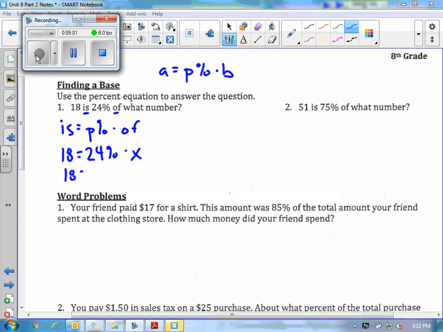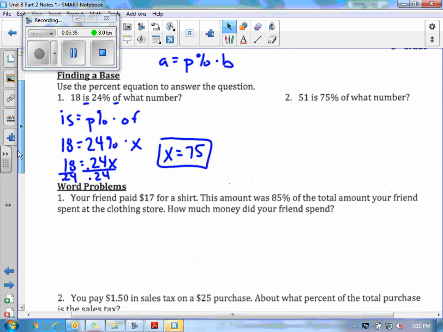I'm going to turn 24% into 0.24, just turning it into a decimal. So I have 18 equals 0.24x. To solve for x, I'm going to divide both sides by 0.24. Since I'm dividing by a number less than 1, my answer should wind up bigger than the original. So 18 divided by 0.24 is going to give me 75. Don't get confused there because you're dividing and getting bigger. If you divide by something less than 1, it should increase.